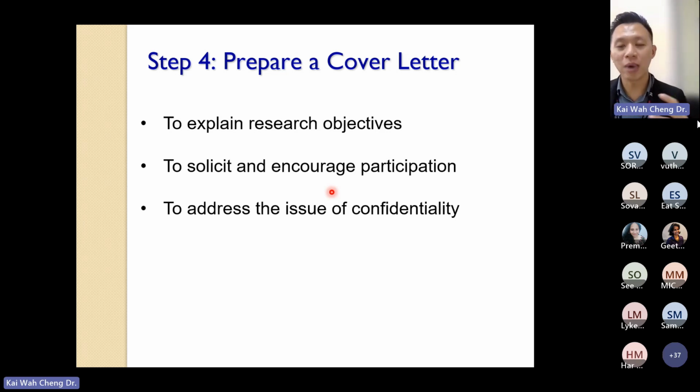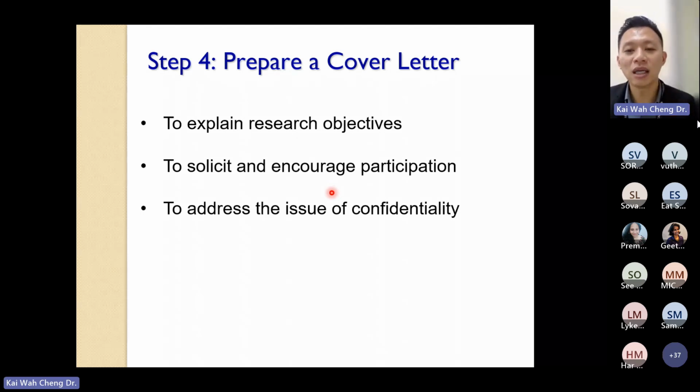Of course, all participation is on a voluntary basis from the research method perspective, and you need to tell the participants their identity will be kept confidential, and the collected data will only be used for academic research purposes only. So these are the main purposes for us to prepare a cover letter before we distribute the questionnaire to the participants.